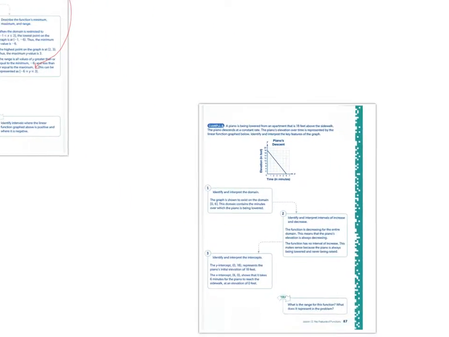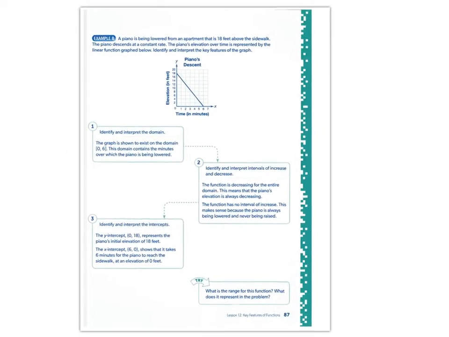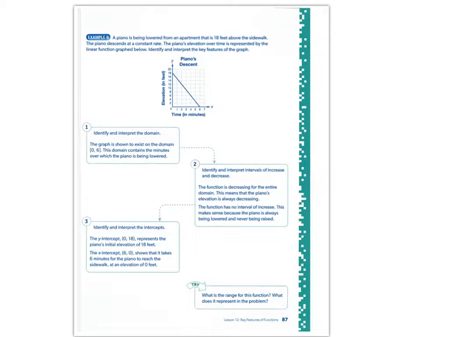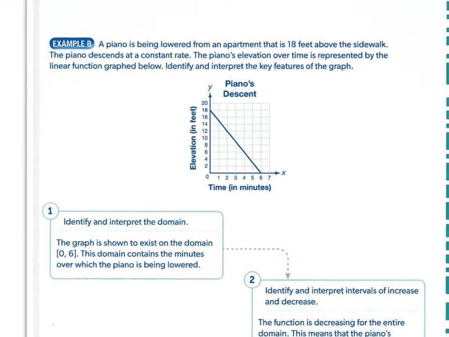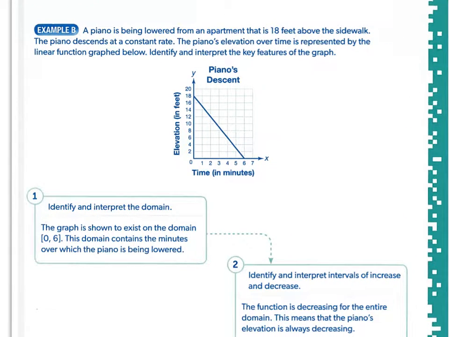All right, last page, here we go. And you've been very attentive and patient this whole time. Now we're given a scenario. It's still just a graph. A piano's being lowered from an apartment that's 18 feet above the sidewalk. The piano descends at a constant rate. Its elevation over time is represented by our graph. Here you go.